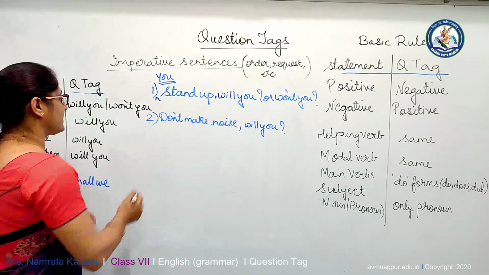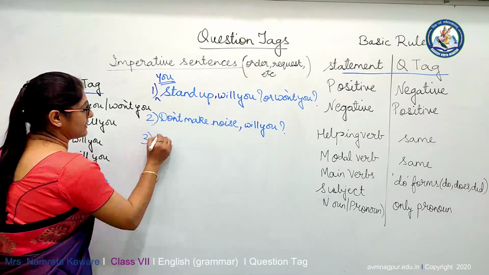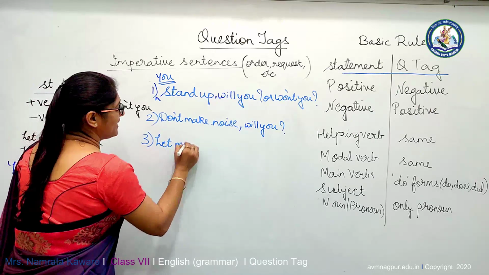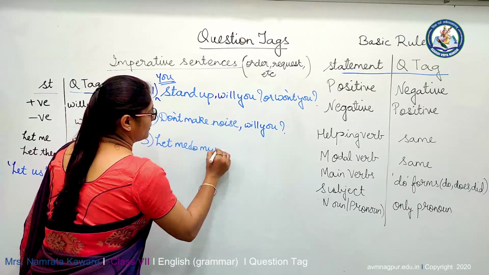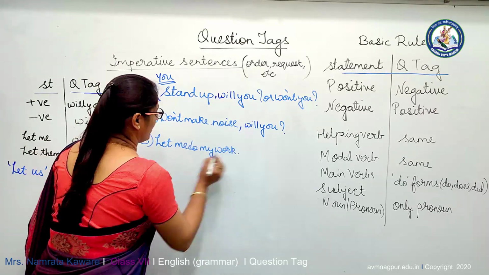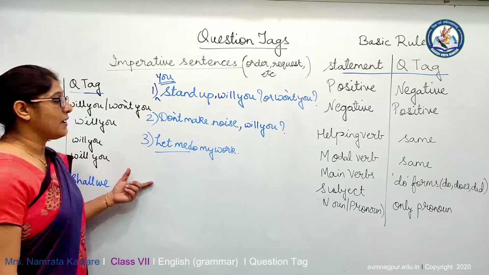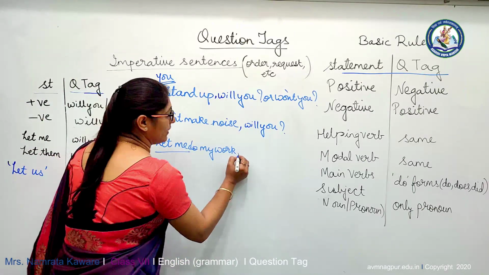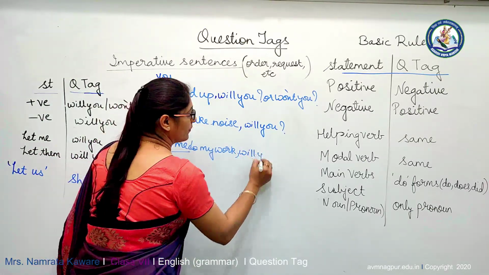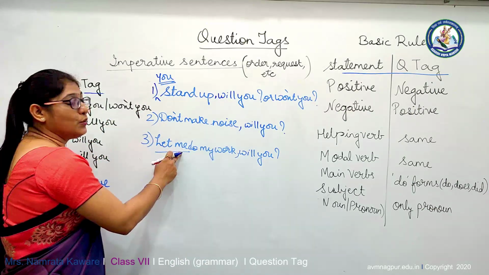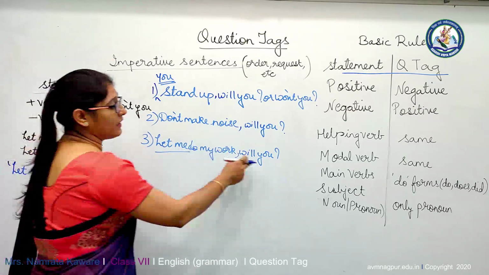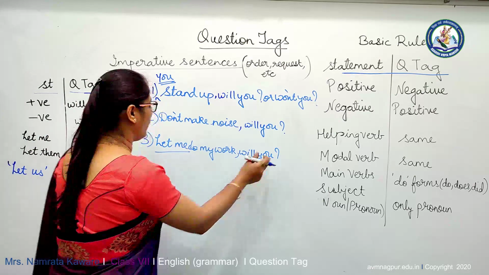The next sentence, let's see with let. Let me do my work. The sentence begins with me, but then again the question tag will be will you. Whether there is me, them, you, anything, the question tag will always be the same, will you.